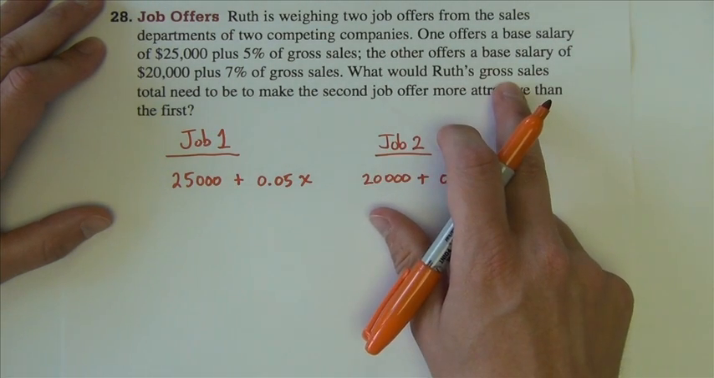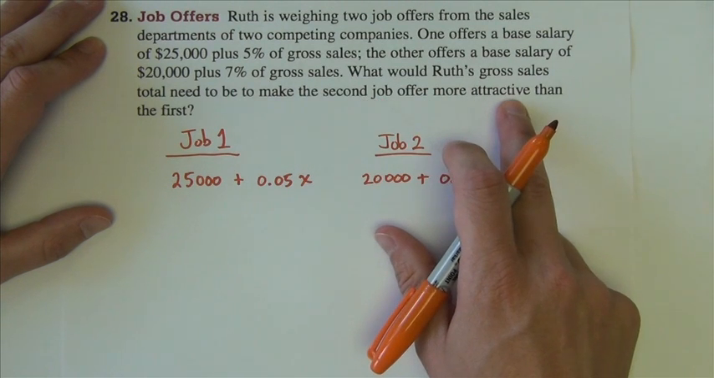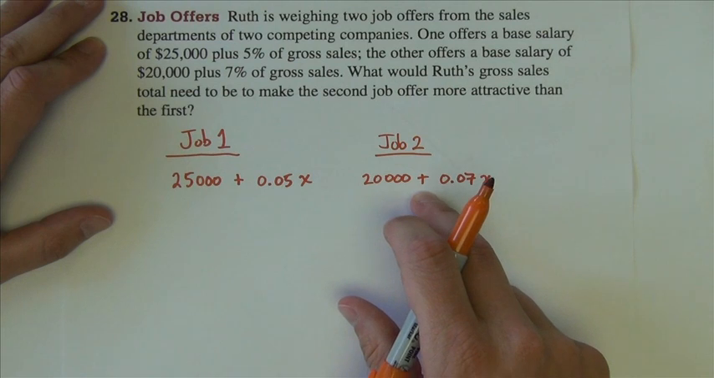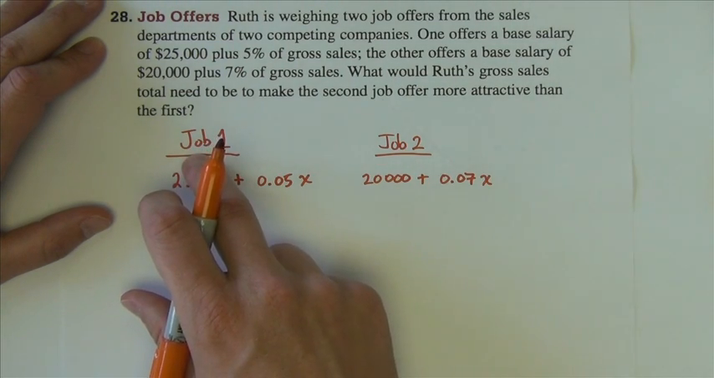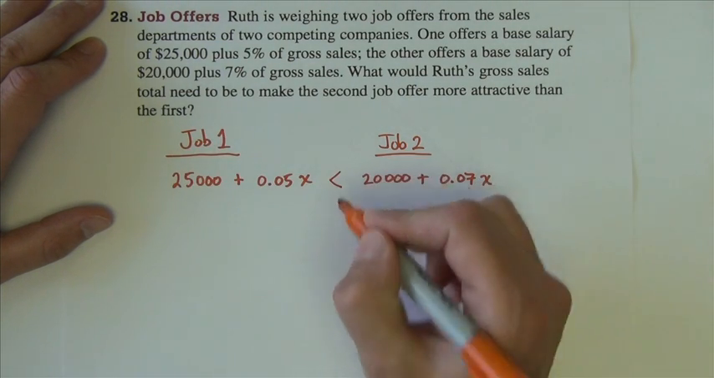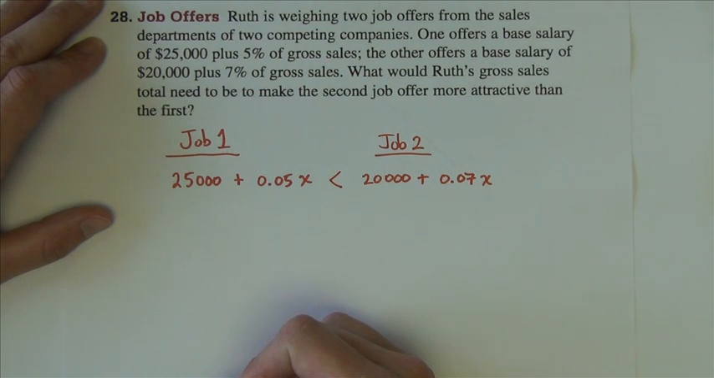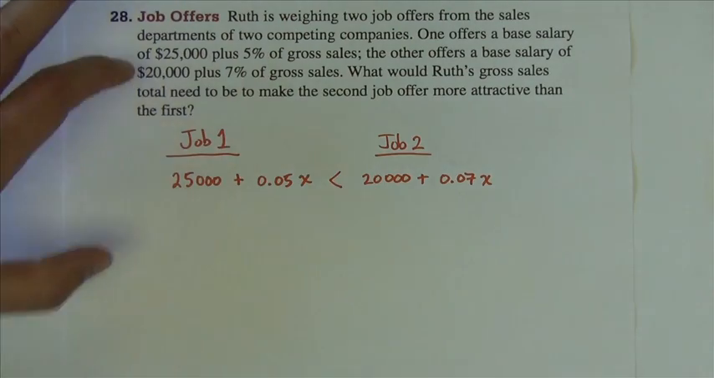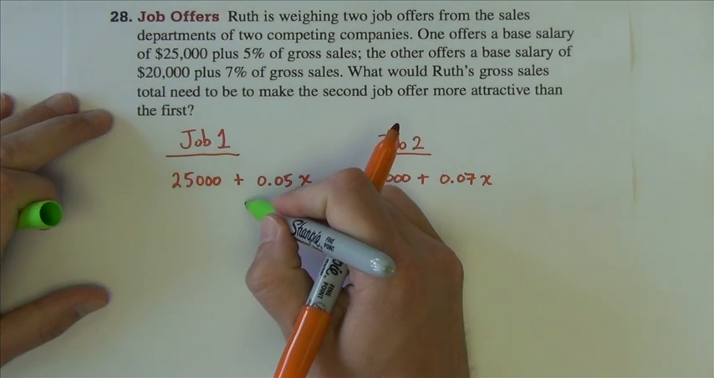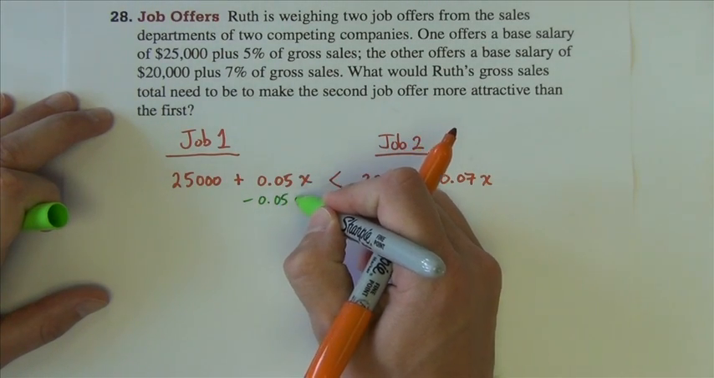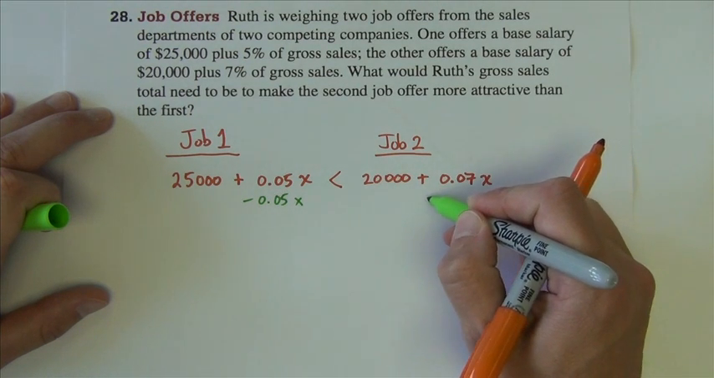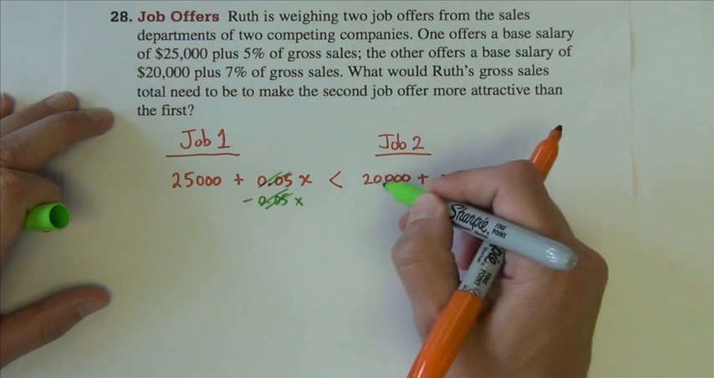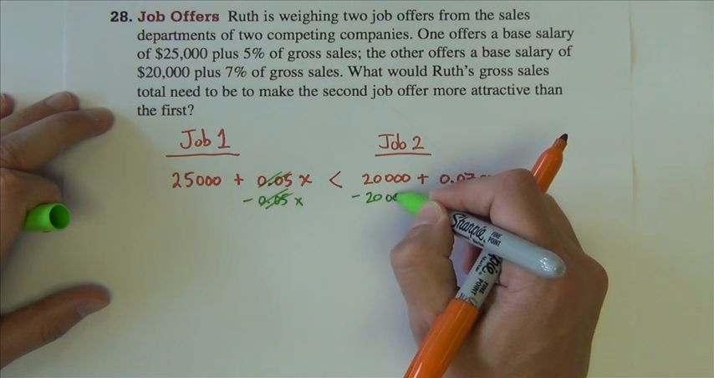Okay, so what would her sales have to be to make the second job offer more attractive than the first? We want this job to yield more money than this job. So let's set job 2 greater than job 1. And let's solve this inequality. To do that, I'm going to subtract 0.05x to this side. I'm going to subtract 20,000.